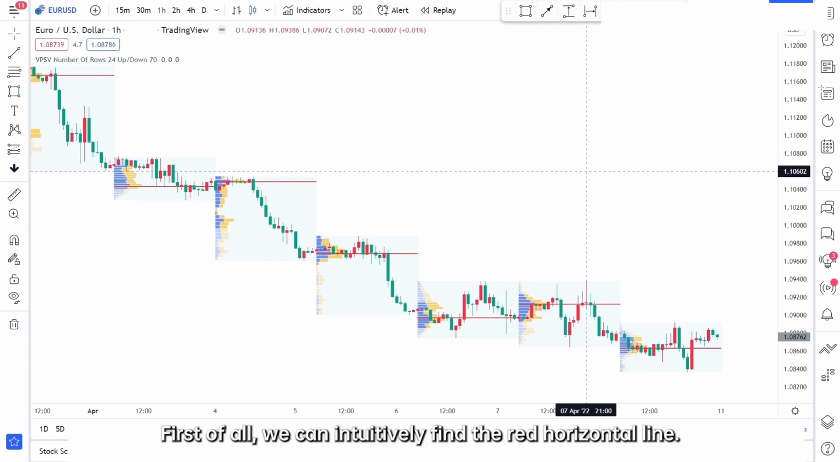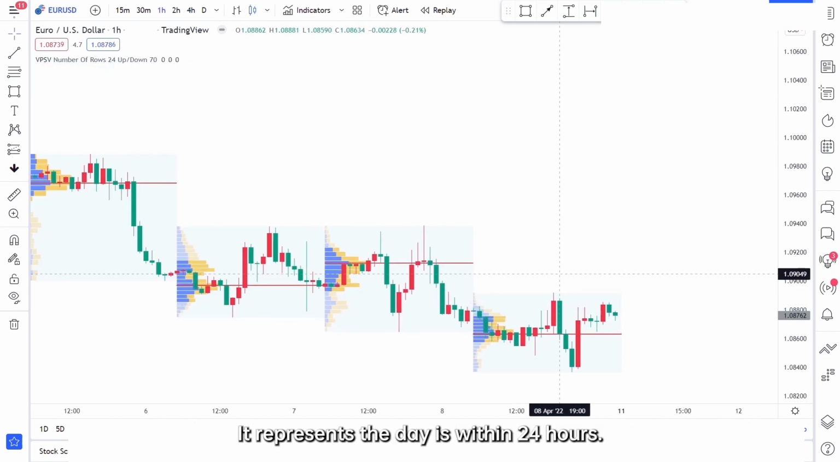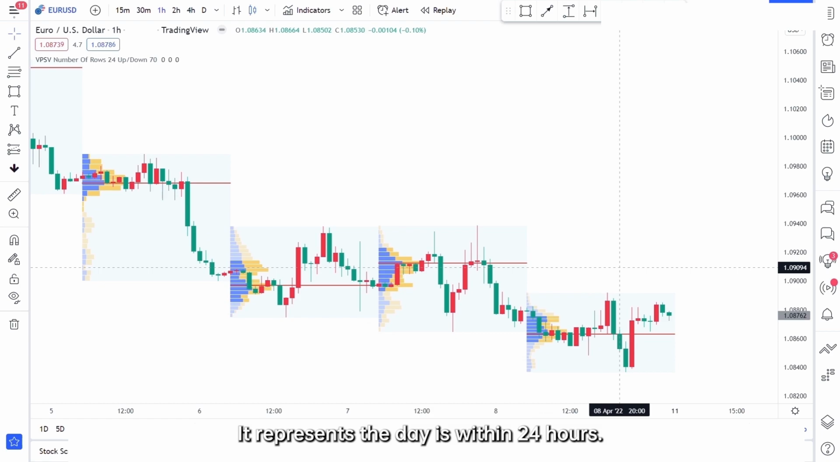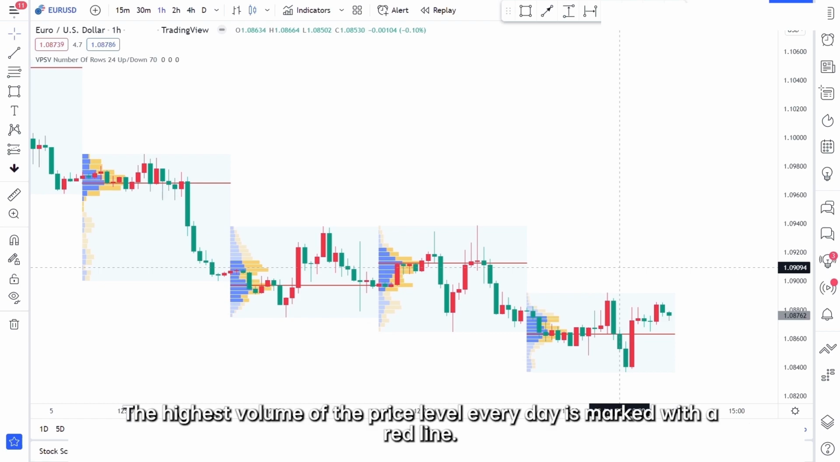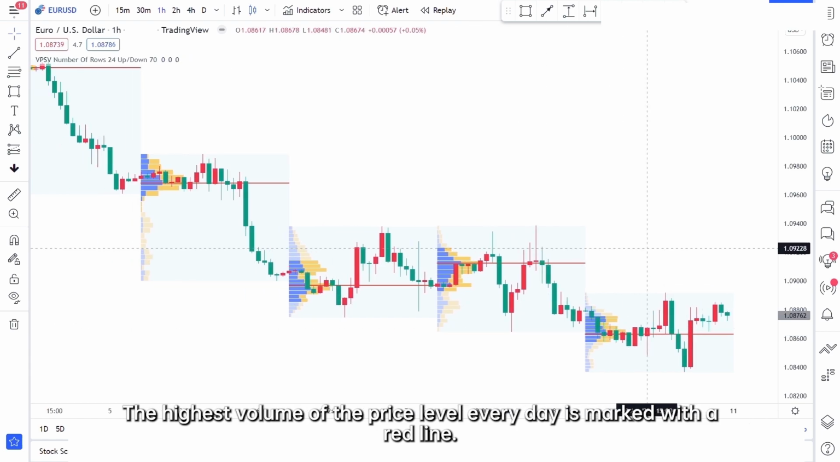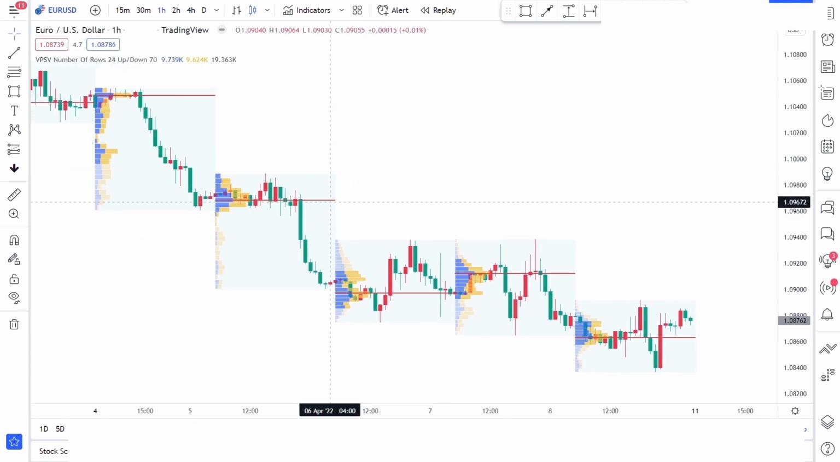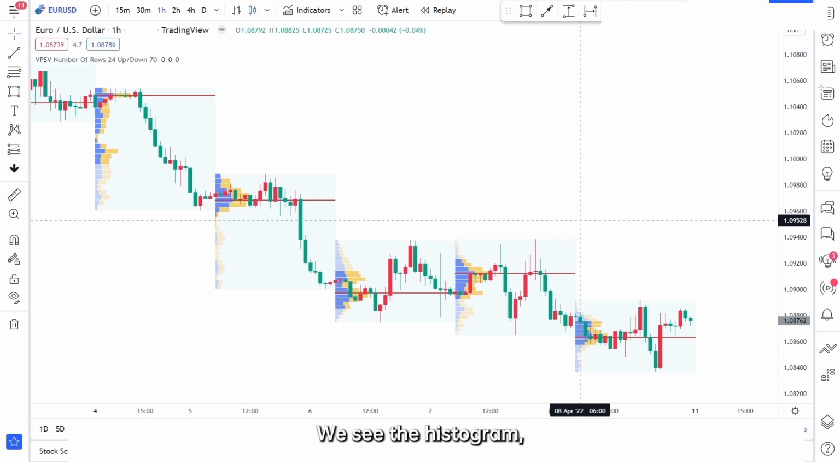First of all, we can intuitively find the red horizontal line. It represents the day, within 24 hours. The price level with the highest volume every day is marked with a red line. And then we see the histogram.